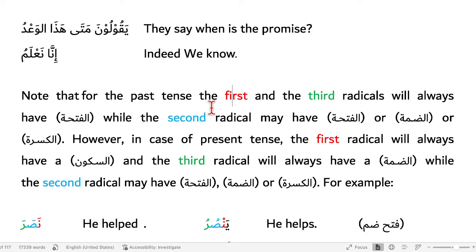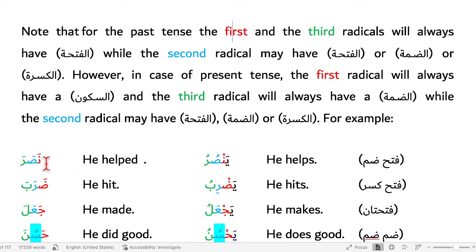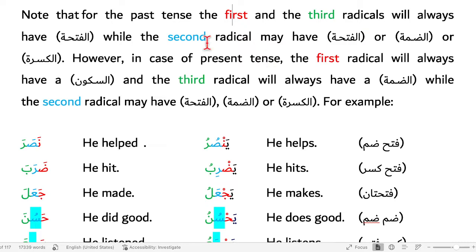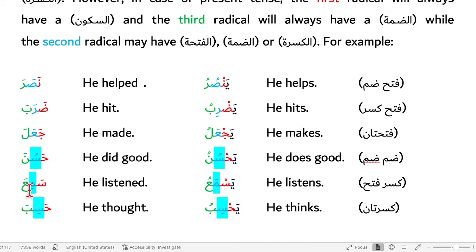Note that for the past tense, the first and third radical will always have fatha. Like in the regular three-letter verb like nasara, you would see that the first radical and the third radical will have fatha, while the second radical may have fatha, dhamma or kasra, and the second radical will change. So you see these middle ones all with the fatha, and this middle one is dhamma, and these two are kasra. So the middle one will change, those two will stay as a fatha.